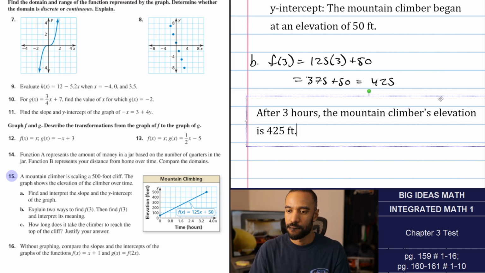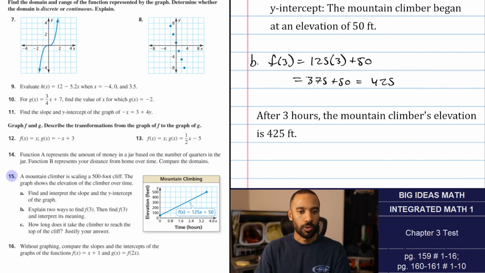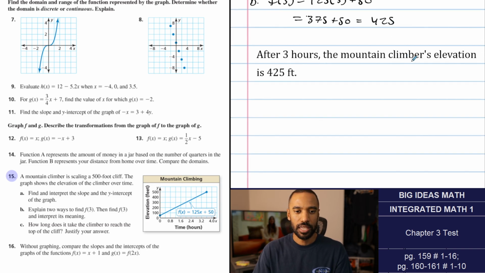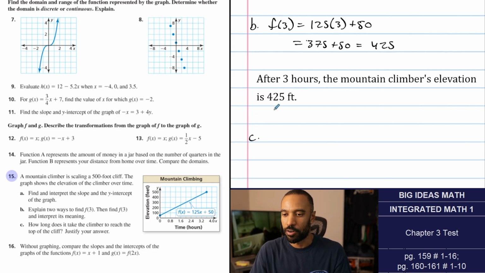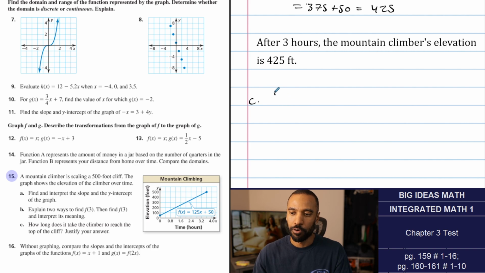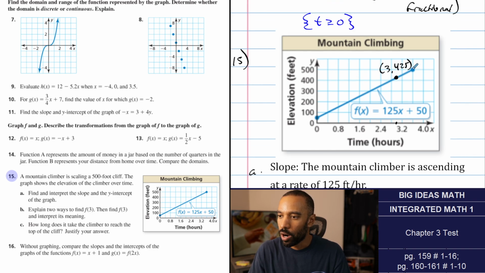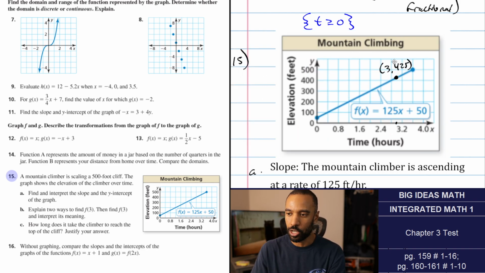Part C. How long does it take the climber to reach the top of the cliff? Justify your answer. They said the top of the cliff. Oh, I thought it was a mountain. Oh, because mountain climber. The cliff is 500 feet. So we have to figure out for what value of x we get an f of x of 500. So we have two different ways to do this one. If I have an option, I might take the graph version.